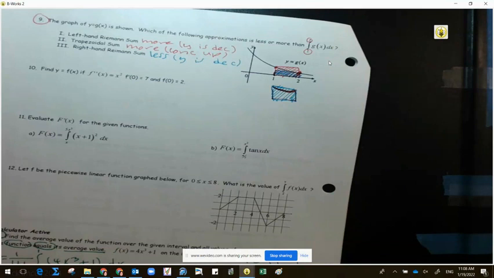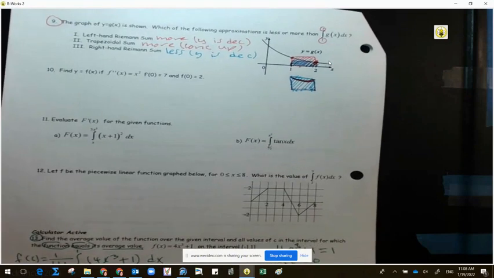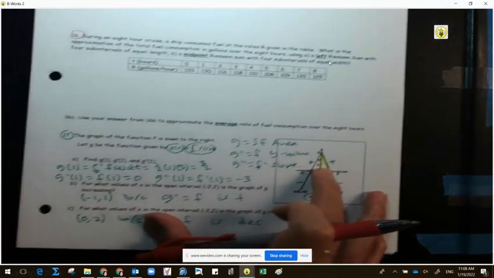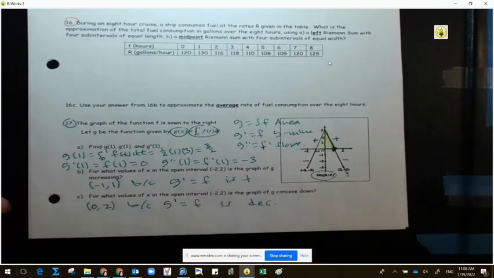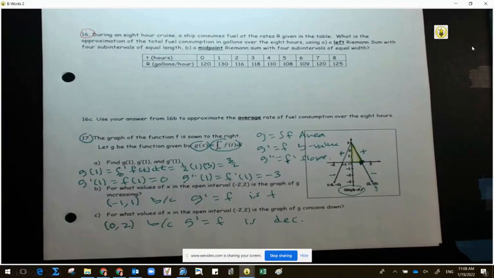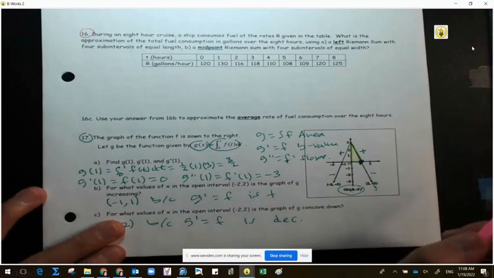Now let's go on to number 16. All right. Same way, let's read number 16. During the 8-hour cruise, the ship consumes fuel at the rate of our given, the approximation of another fuel consumption in gallons per 8 hours. Using a left Riemann sum, yeah, with 4 subintervals of equal length, a midpoint, 4 intervals.